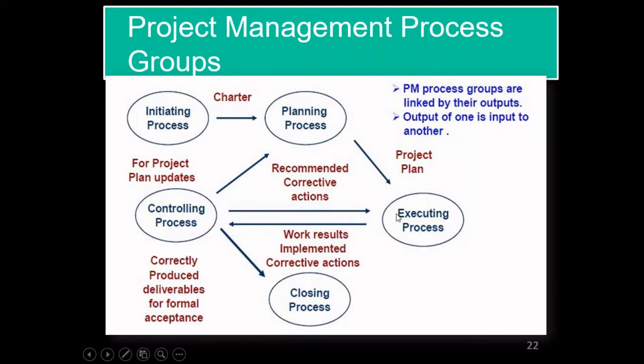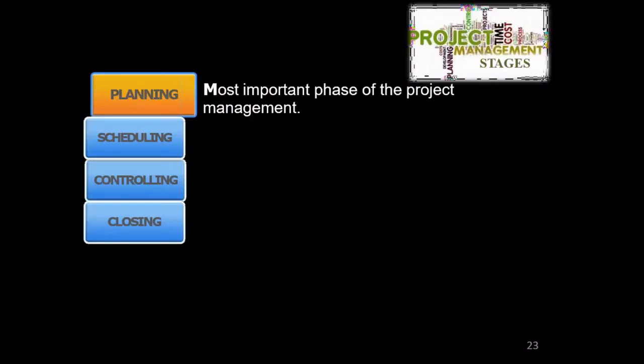And after that, with the corrective action taken, again execution of the work is done. Then we go to corrected products delivered for formal acceptance. After this, corrected products are available, and after that we close. So this loop chart has to be followed. Initially planning, execution, controlling, again execution, and then corrected products are to be produced. That is the project management process.